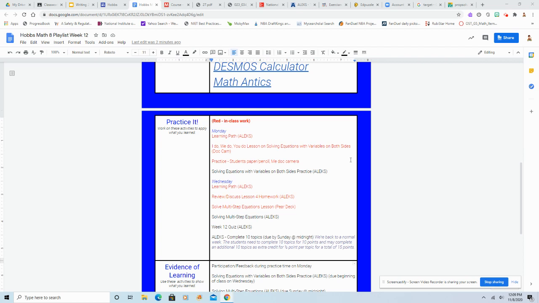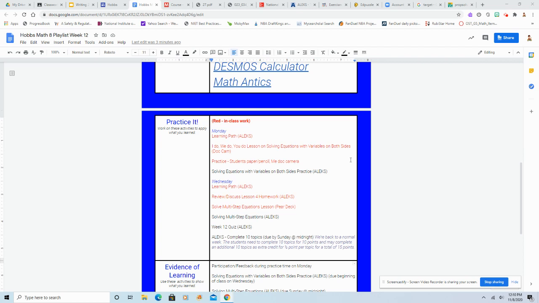Then we're going to do an I do, we do, you do lesson, which is simply I show, model with variables on both sides. The kids practice with my assistance, and then they do a couple problems. I'm going to use the document camera on that. I'm not going to do a Pear Deck on this because we need to write these out and they need to see them written out.